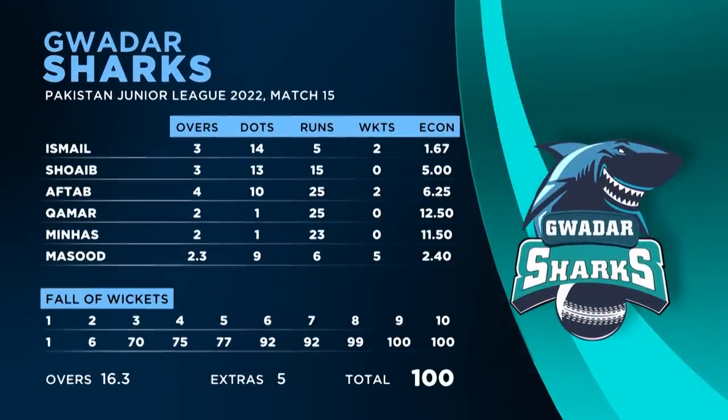Well, the Gwadar Sharks bowlers took 2 wickets in the power play and then kept the pressure on. And have a look at that. The first fifer of the Pakistan Junior League, 5 for 6 for Saad Masood. Brilliant performance with the ball and they never allowed the opposition to get up.